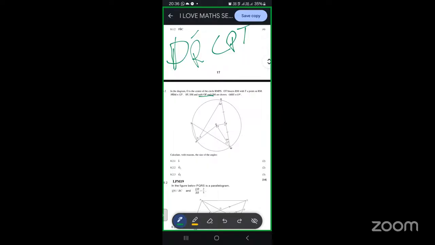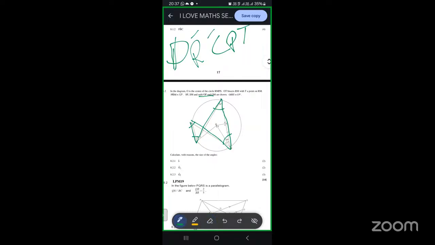Is there any cyclic quad in this diagram? Yes, sir. Which one? SPRM. SPRM, I 100% agree. Therefore, this angle will be equal to that angle, and this angle will be equal to that angle, reason being angles subtended by the same arc, or angles in the same segment. Okay, I agree to that. We are done with the cyclic quad analysis.